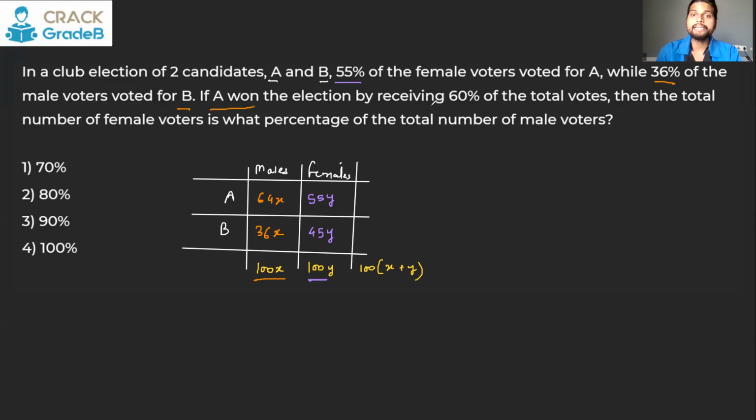It says A won the election by receiving 60% of the total votes. So if the total votes are 100 times of x plus y, its 60% will be 60 times of x plus y. Right? If we say 100a, its 60% will be 60a. So similarly, 100 times x plus y, its 60% will be 60 times x plus y.